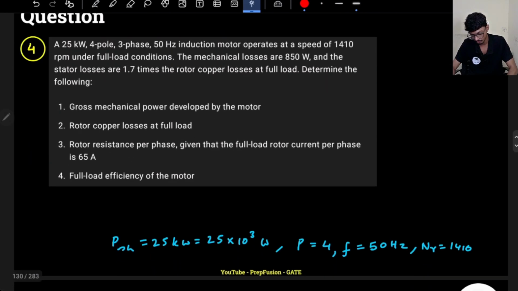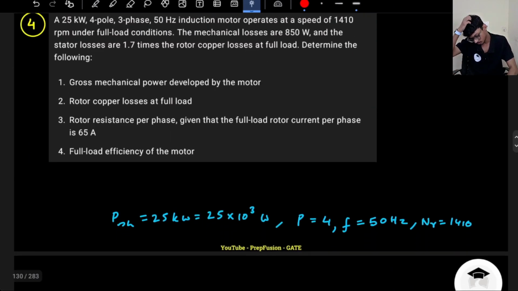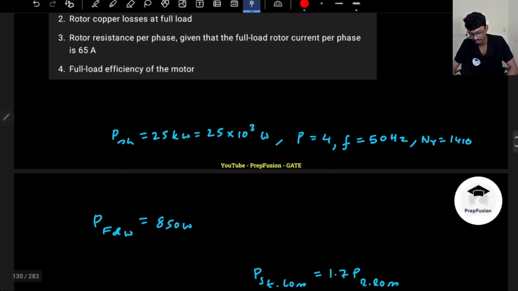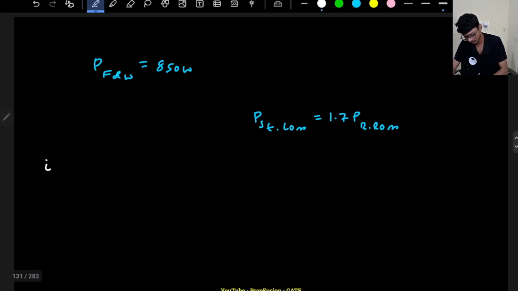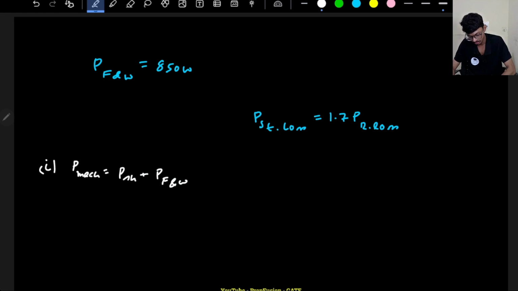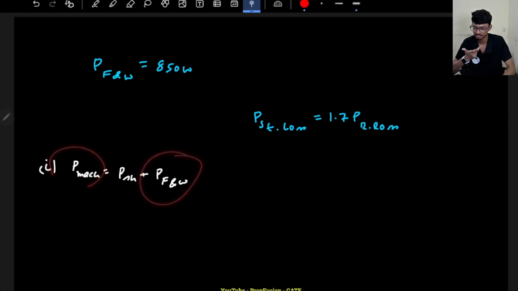So the same thing will happen over here only. So let me go through, determine the following. Gross mechanical power developed by the motor. What is the gross mechanical power? For the first portion, the gross mechanical power is very easy. What is the gross mechanical power developed? It will be basically the shaft power plus the mechanical losses, plus the friction and windage loss, because the rotor cannot do anything about it. It will develop this amount of mechanical power, but some of it will be lost in the friction and windage loss. Rotor cannot do anything.